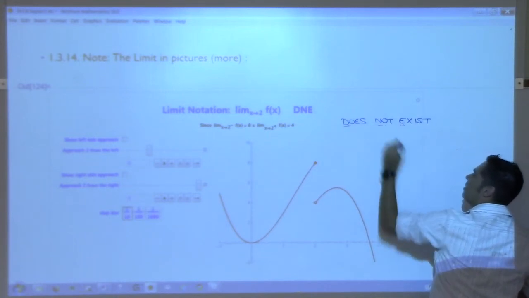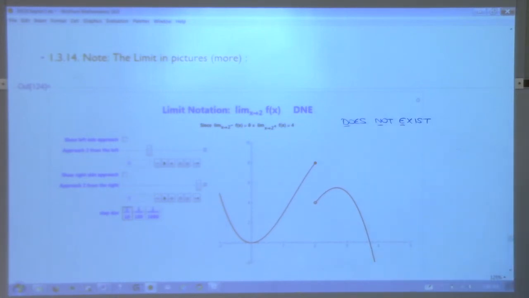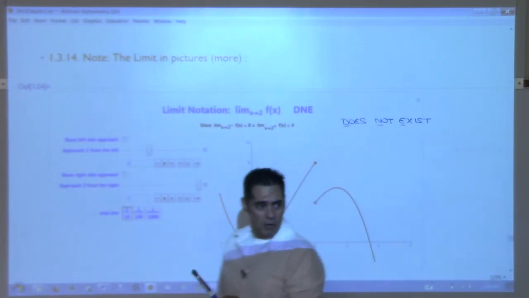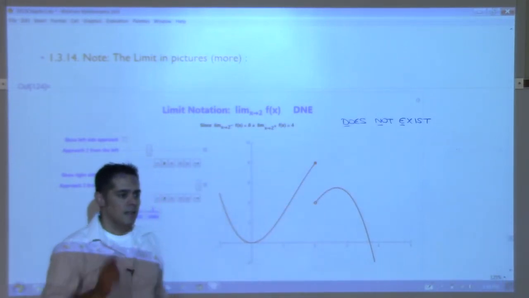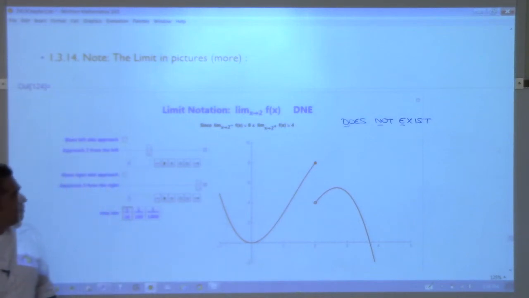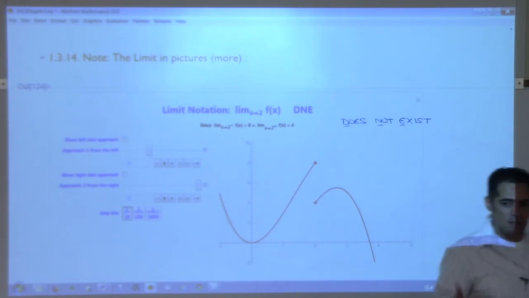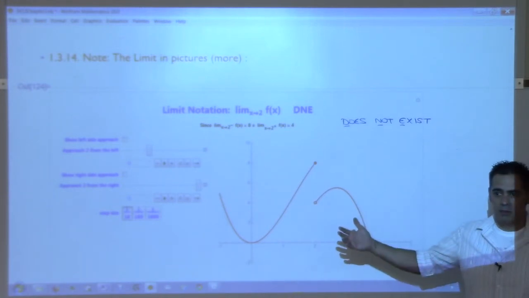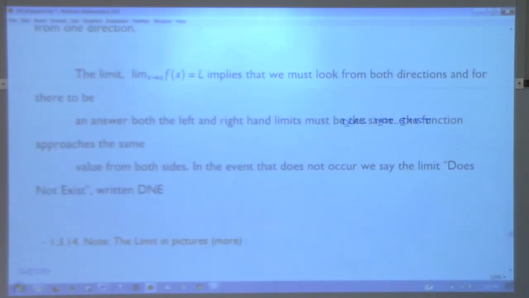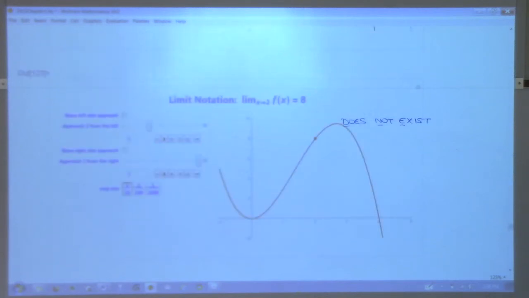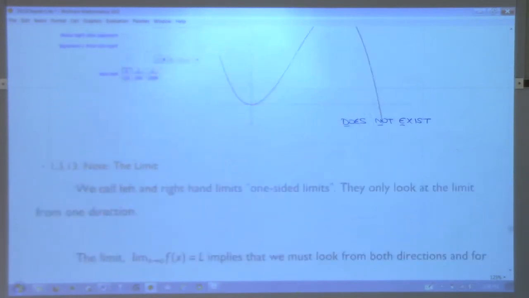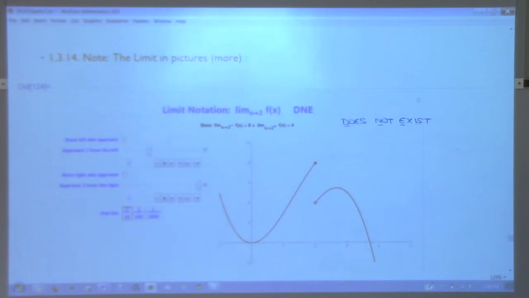DNE. When the limit from the left is not equal to the limit from the right, then the limit does not exist. When they are equal, then the limit does exist, and your answer is just whatever number they're going to. Like in the previous problem, they were going to the same place, right? So the answer was 8. But if they don't go to the same place, then the limit doesn't exist.